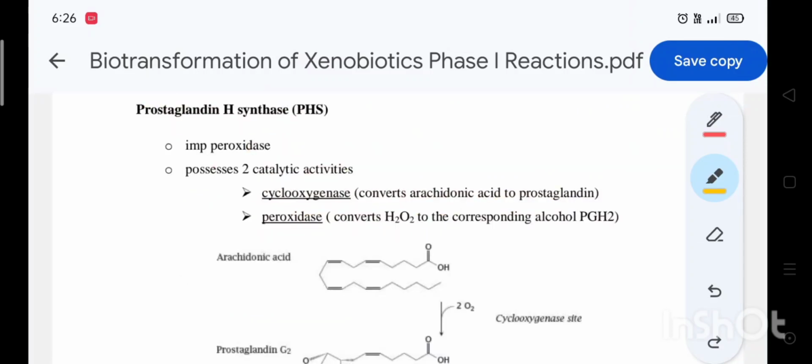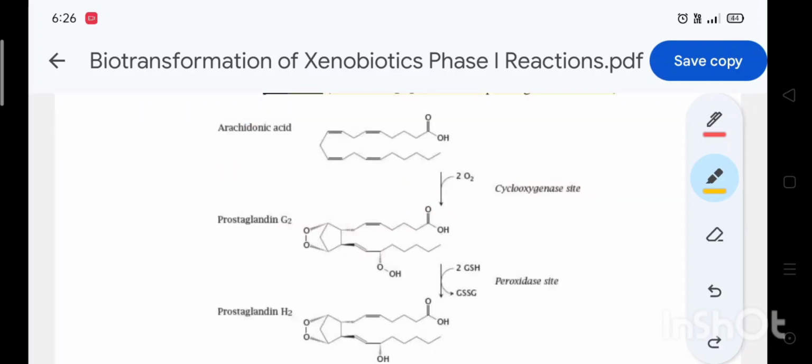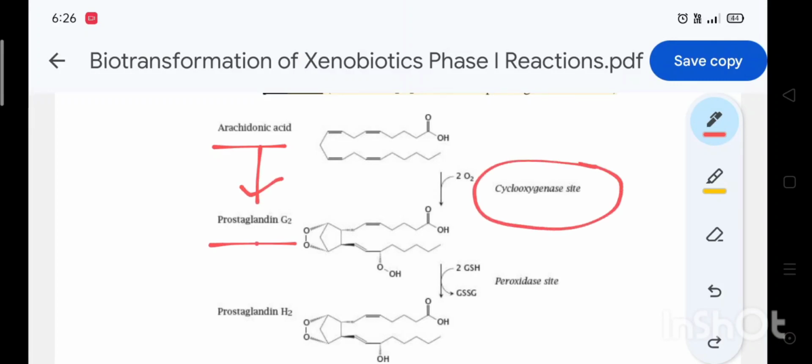Now prostaglandin H synthase. It is an important peroxidase. It possesses two catalytic activities. First is cyclooxygenase, which converts arachidonic acid to prostaglandin, and second is peroxidase, which converts H2O2 to the corresponding alcohol PGH2. As you can see in this diagram, arachidonic acid is converted into prostaglandin G2 with the help of cyclooxygenase, and prostaglandin G2 is converted to prostaglandin H2 with the help of peroxidase.